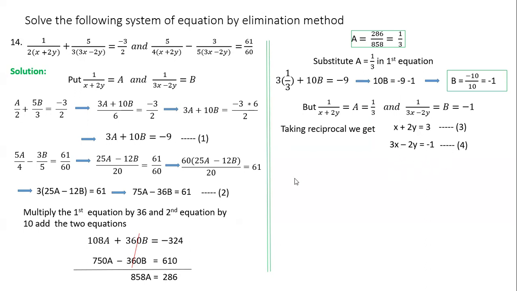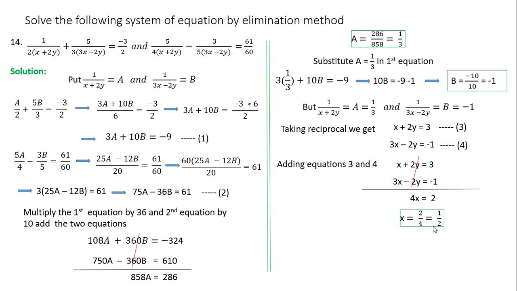Now this is a plus and minus. So add the two equations. Third and fourth. x plus 2y is equal to 3. 3x minus 2y is equal to minus 1. Add it. This cancels. 4x is equal to 2. x is equal to 2 upon 4 is equal to 1 by 2.